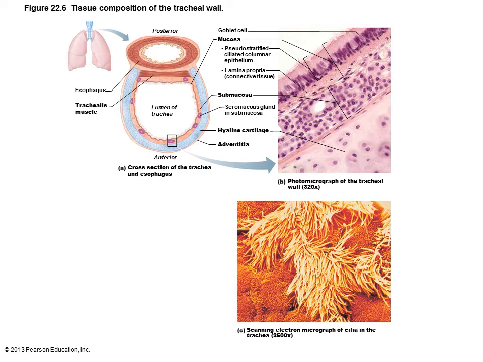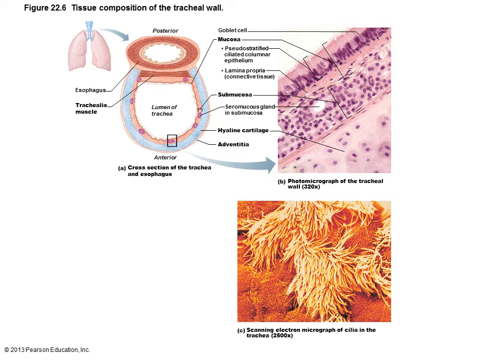Trachea is a windpipe from larynx into mediastinum. Its wall is composed of three layers. Mucosa is a ciliated pseudostratified epithelium with goblet cells. Submucosa is a connective tissue with seromucous glands.